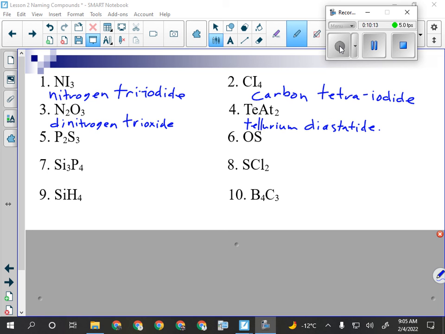Okay, let's have a look at these ones here. For number 5, what prefix am I putting in front of phosphorus? Di. So we got diphosphorus. And what am I going to end with? Not tetra, but trisulfide. And then for number 6, they're both 1s, right? We've got no little numbers here, so we've got no prefix on the first one. So we just have oxygen, and then we have monosulfide.